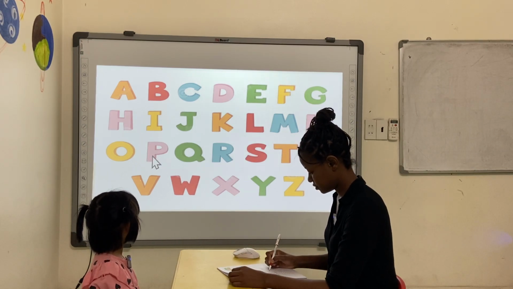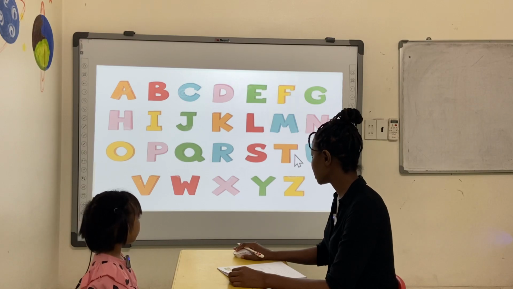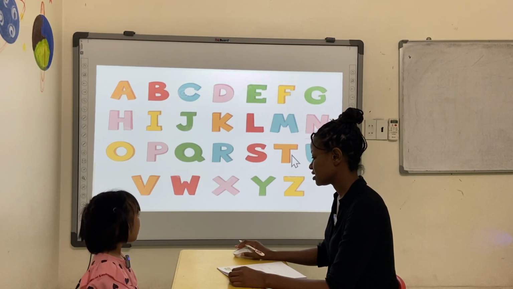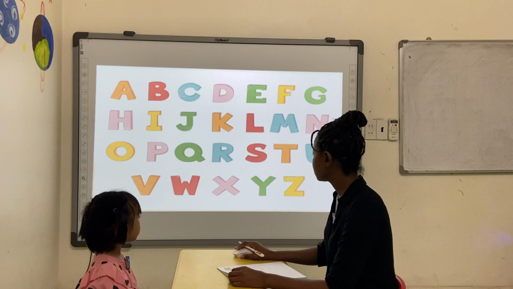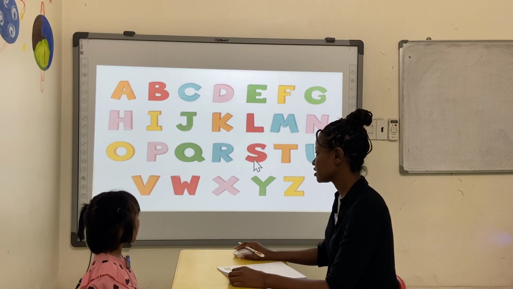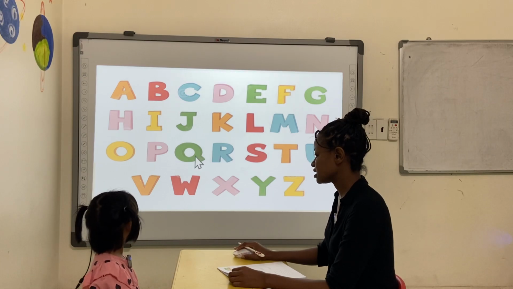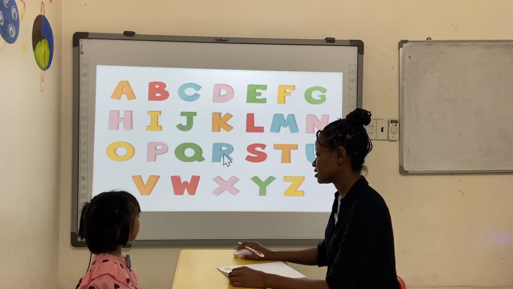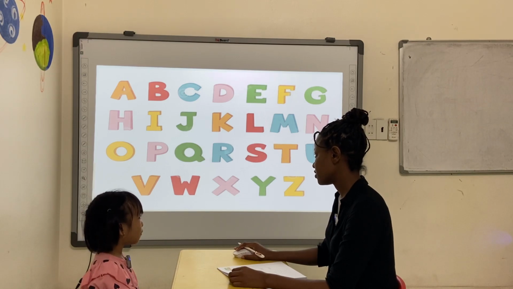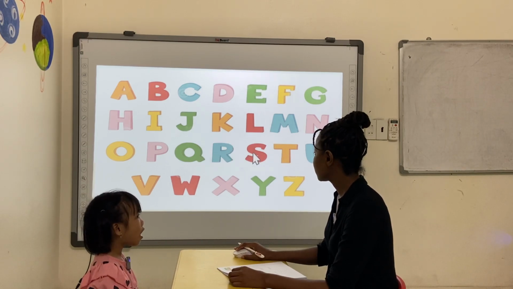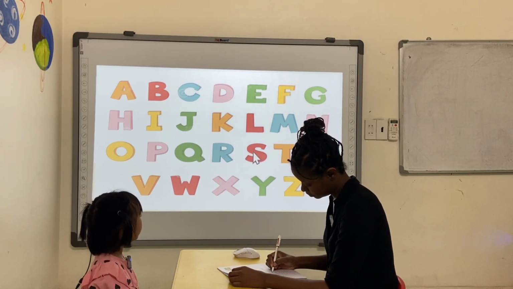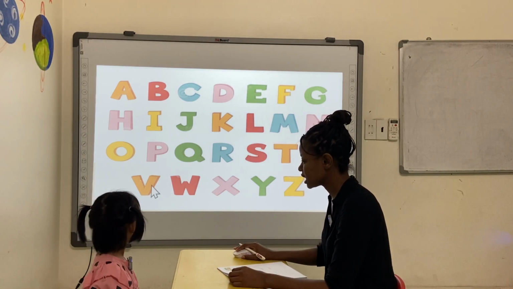What letter is it? It's letter P. What letter is it? It's letter T. What letter is it? It's letter F. What letter is it? It's letter Q. What letter is it? It's letter R. What letter is it? It's letter S.